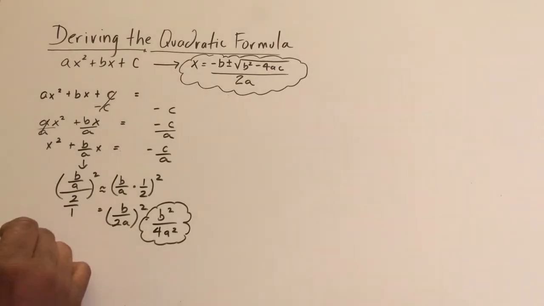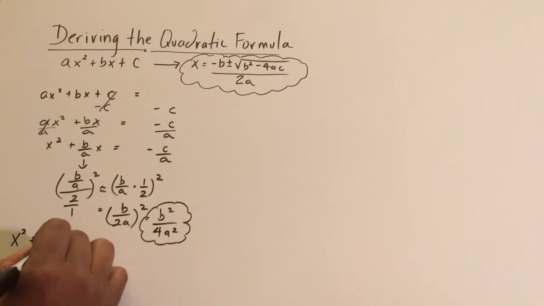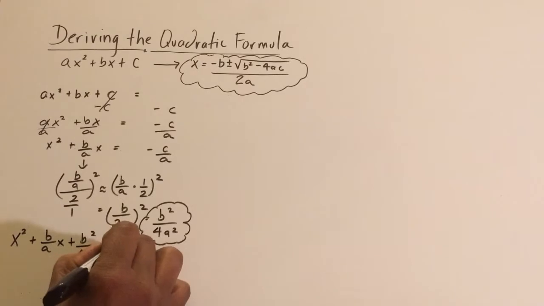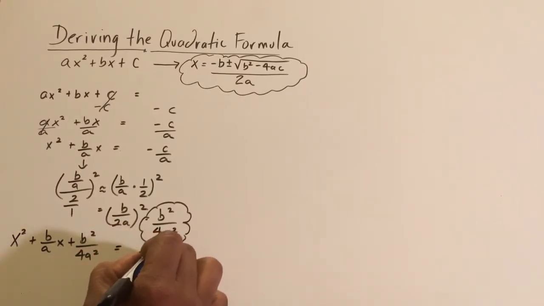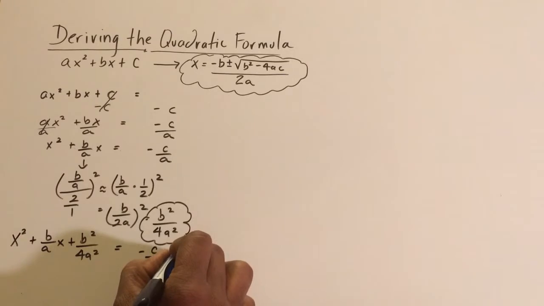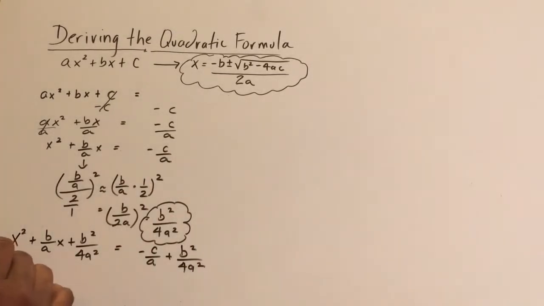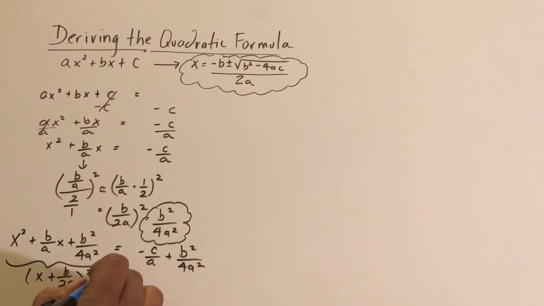So now we have x squared plus b over a x plus b squared over 4a squared equals minus c over a plus b squared over 4a squared. Now, on the left side, we do in fact have a perfect square, and that perfect square is x plus b over 2a, squared. On the right side, we have one fraction plus another fraction, but we can't add them yet because we don't have a common denominator.